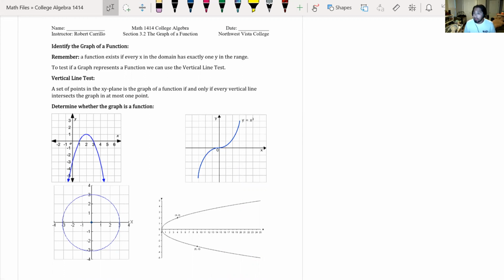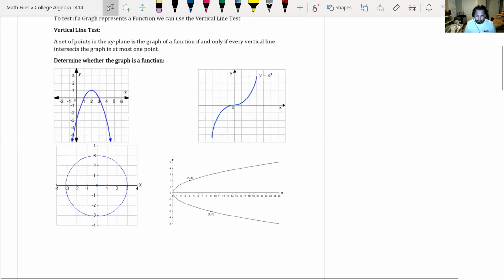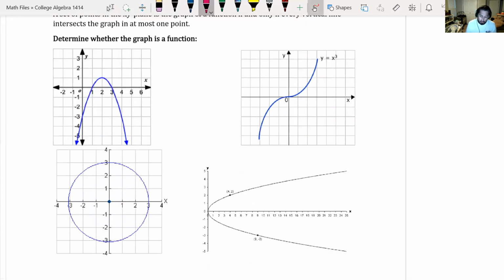We can test if a graph is a function by using something called the vertical line test. What the vertical line test is, is that you will draw a vertical line through a graph, and if it intersects only once, then that graph is a function. If it intersects more than once, then that graph is not a function. So let's see what we mean by that. We want to know, are these graphs functions? And all we have to do is prove it by the vertical line test.